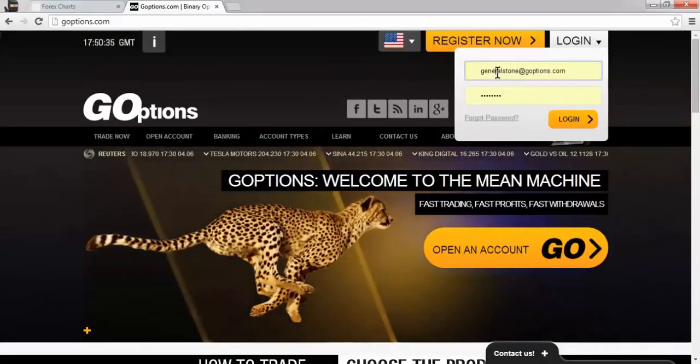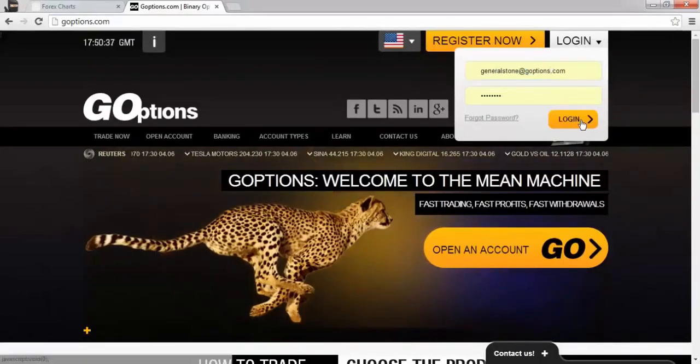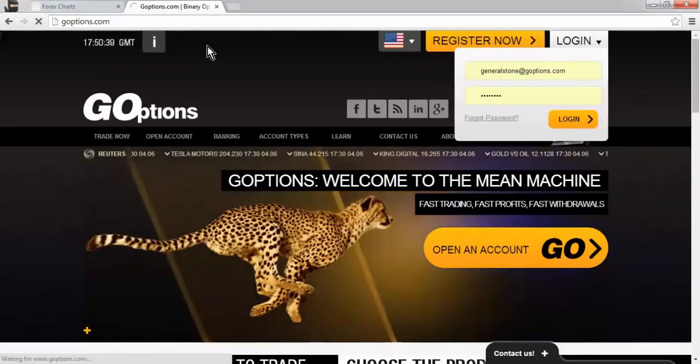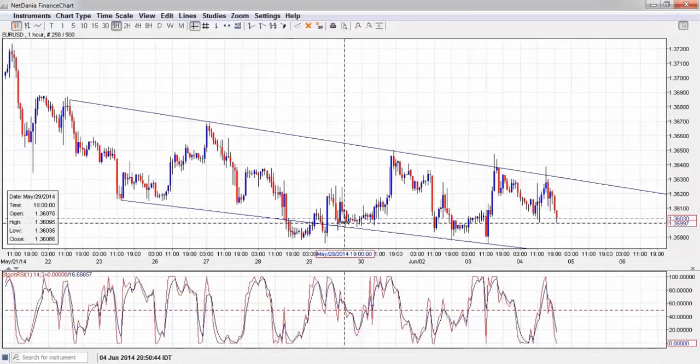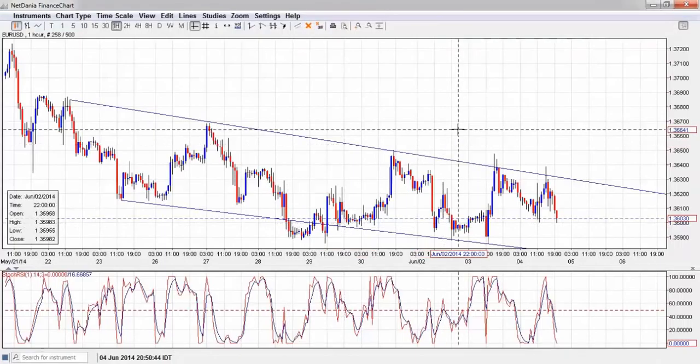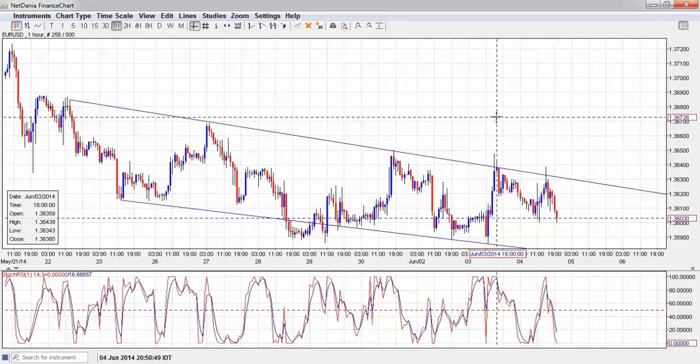You can see I'm just going to log in here as General Stone, log into my trading account, and while that loads up, just going to hit the trade now button and get over to the chart. So yesterday you saw me make about $16,000 profit. The day before that, a couple of days before that, about 50 grand profit. Still looking at the same pattern on this euro dollar.